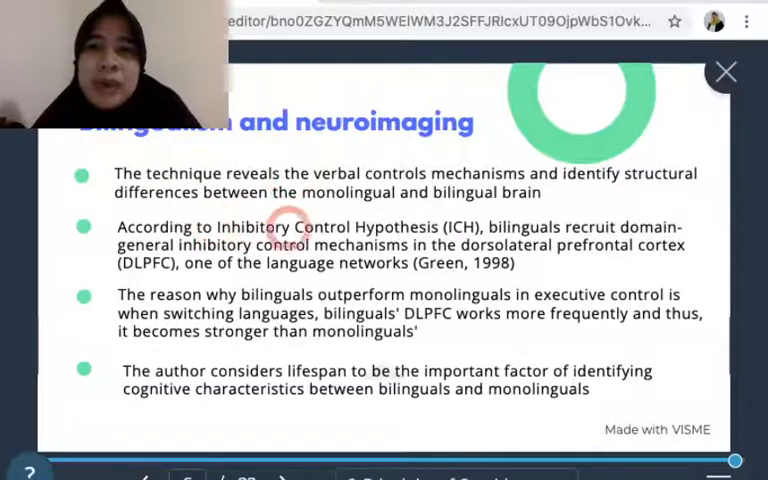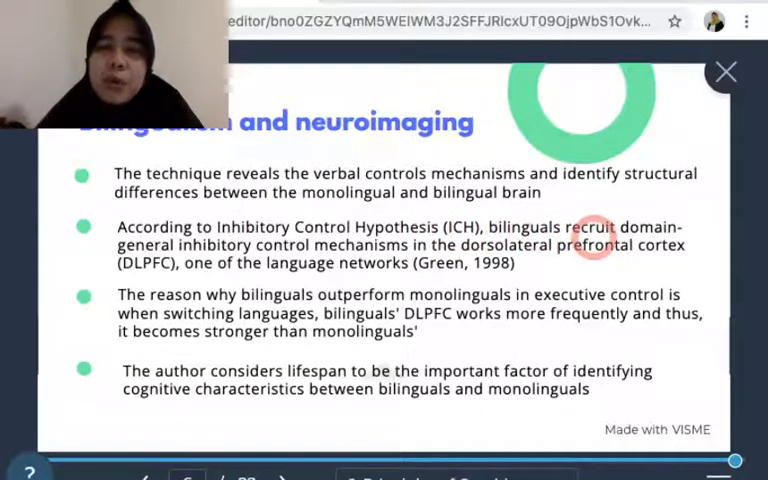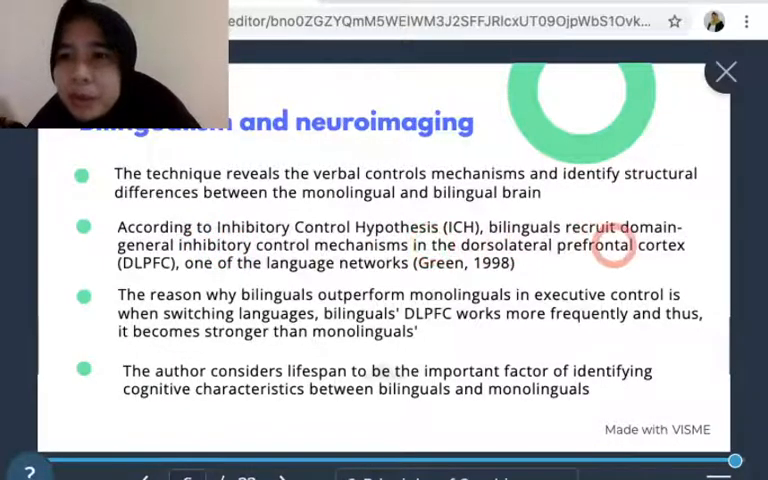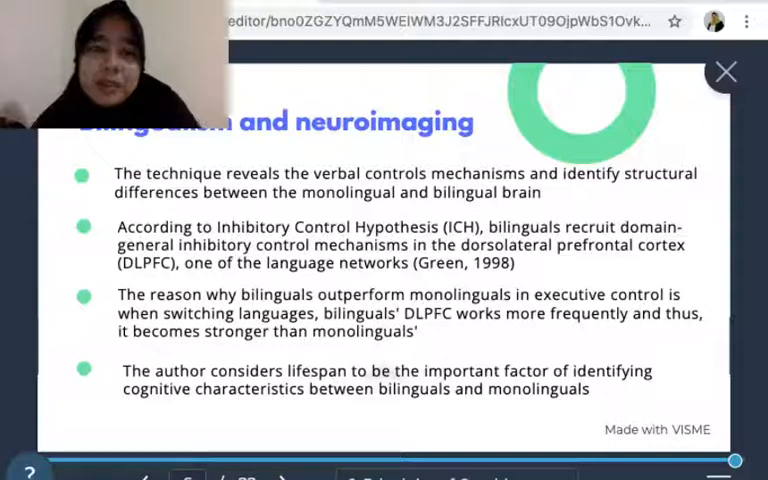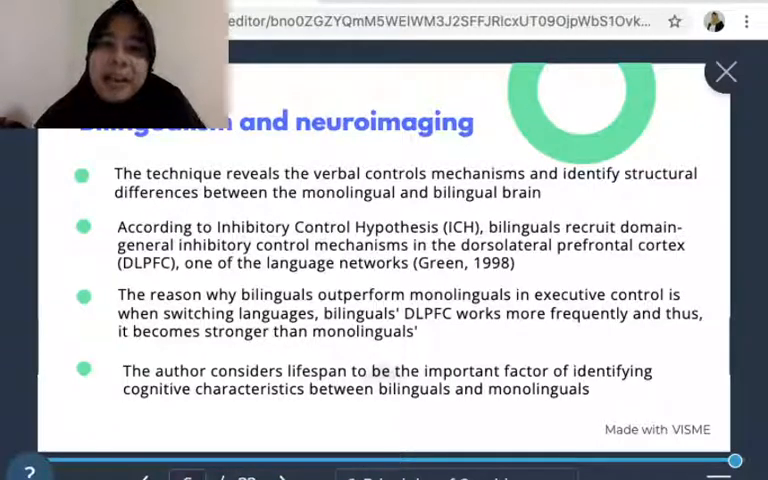According to the inhibitory control hypothesis, or ICH, bilinguals record a domain-general inhibitory control mechanism in the dorsolateral prefrontal cortex, or DLPFC, one of the language networks. So actually, to make it easier to say, DLPFC is the system or the organ in our brain that focuses on the cognitive competence of bilingual speakers. So we can see the differences between bilingual speakers and monolingual speakers in the cognitive processes or inhibitory control, based on the DLPFC.